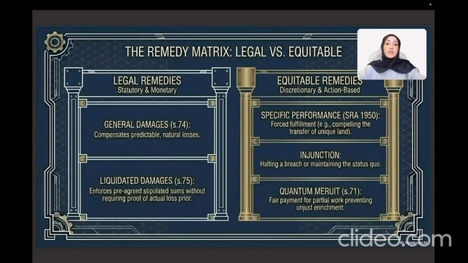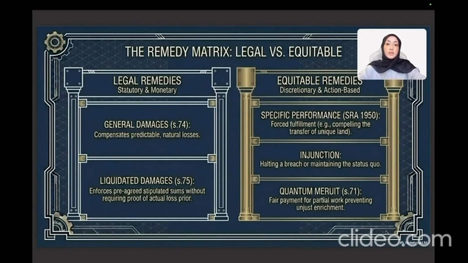We also have the liquidated damages under Section 75. This is a pre-agreed sum written into the contract itself. It saves everyone time because you don't have to prove the exact amount of your loss in court. So you simply enforce the amount both parties agreed upon earlier.